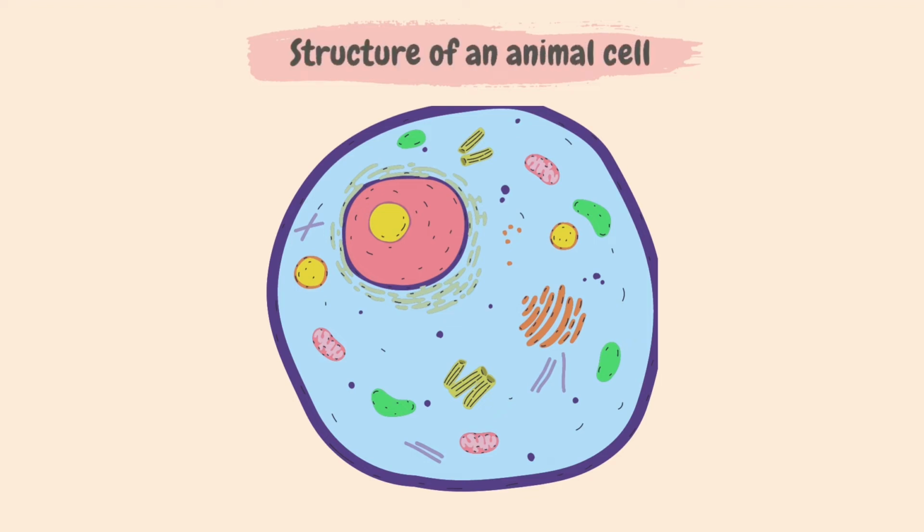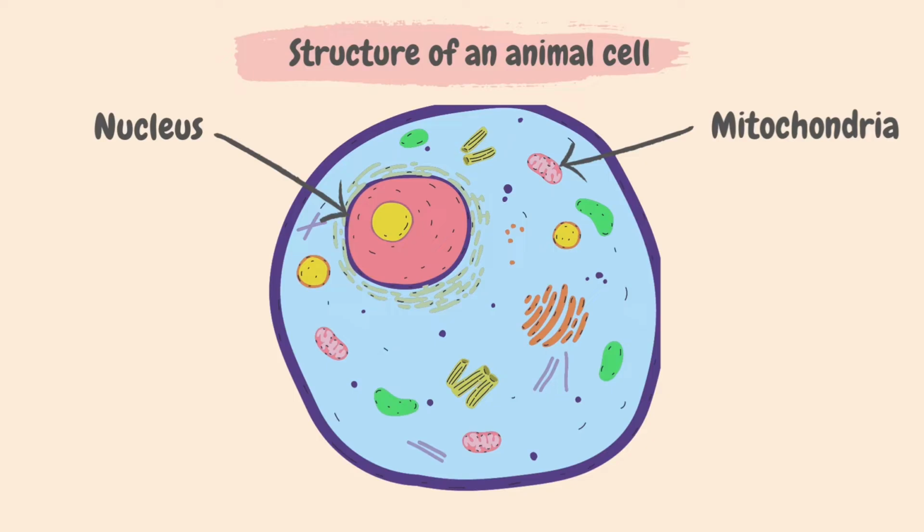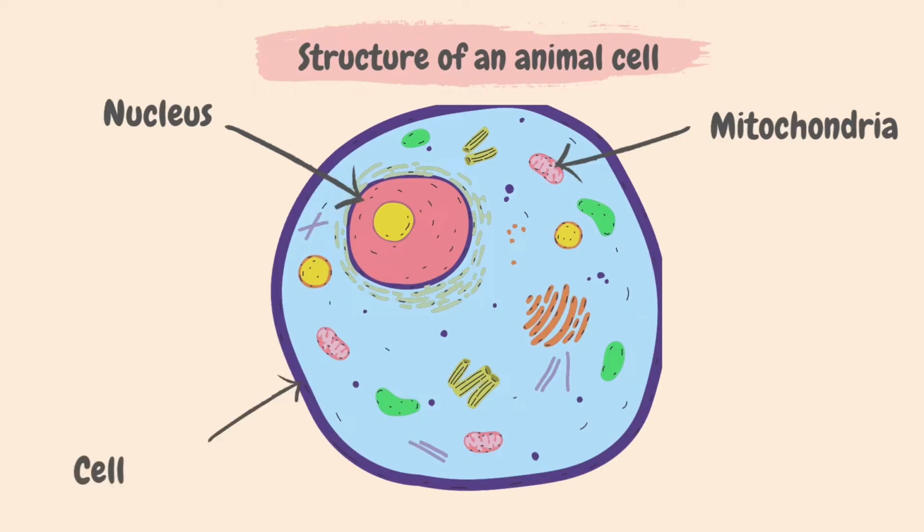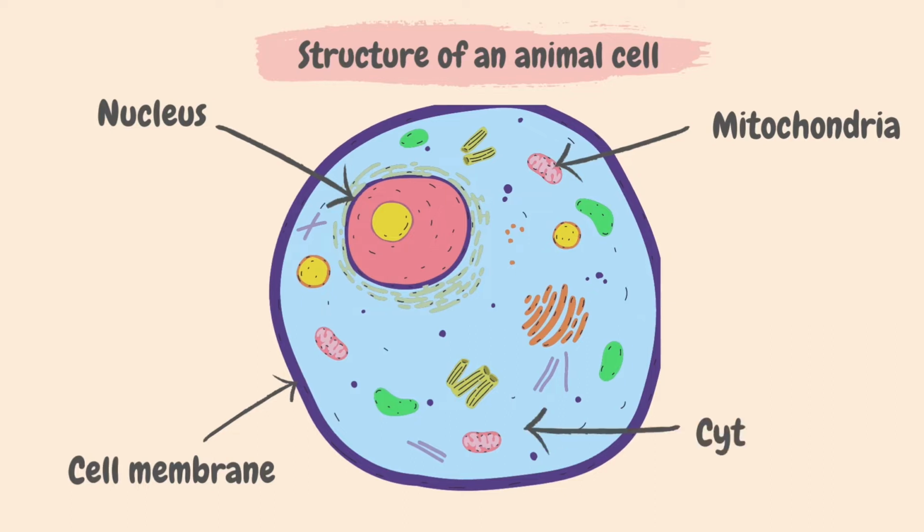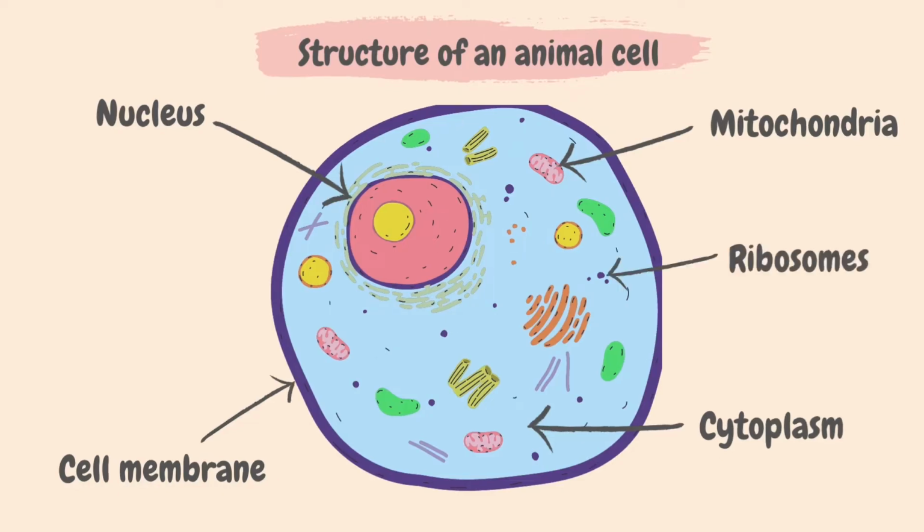It's important to be able to identify the parts of an animal cell and understand what each part or organelle does. This is the nucleus or the control unit of a cell. The mitochondria is the powerhouse of the cell, and it's where aerobic respiration takes place. The cell membrane controls what substances enter or leave the cell. The cytoplasm is a jelly-like substance in which all the cell organelles are present. And ribosomes are where proteins are made.